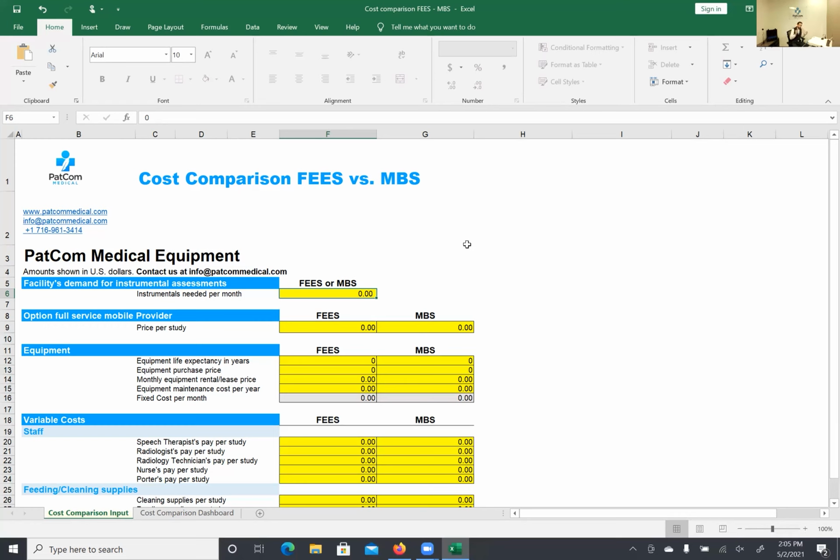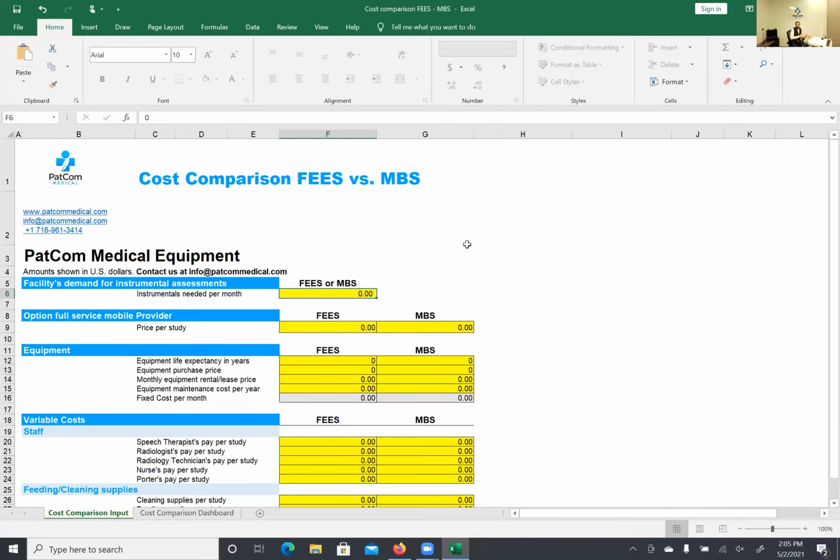So, in a hospital, there's MBS being done in radiology for the instrumentals, but there's no FEES equipment. And now we're going to look at the cost differences, and we will find out that when you do FEES, even though you're buying equipment, you're saving money, and that money of course helps the hospital, and we're going to show how those cost savings can justify the equipment purchase.